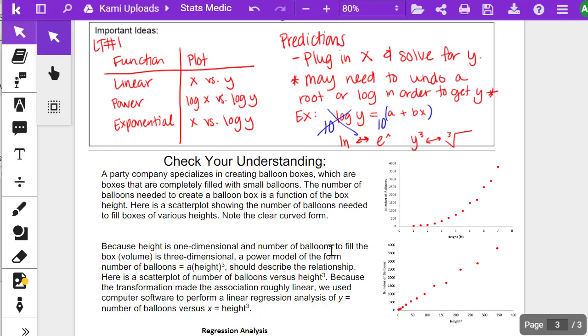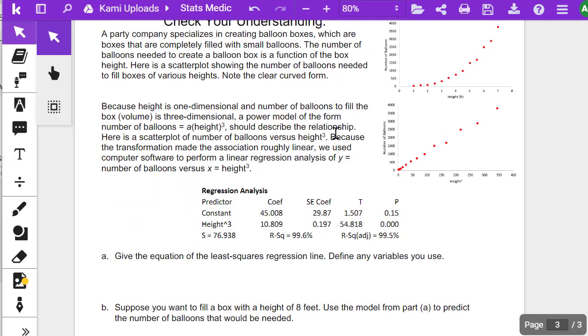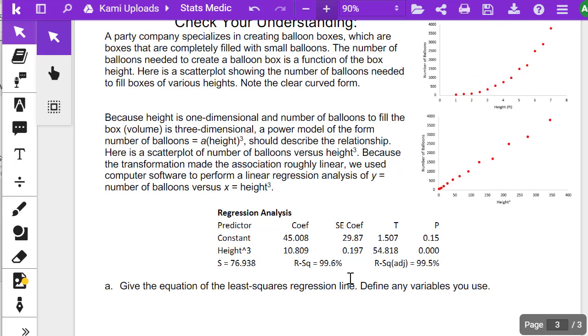So next part is we're going to check our understanding. I can zoom this in a little bit. There we go. A party company specializes in creating balloon rooms, which are rooms that are filled with balloons from floor to whatever height is desired. The number of balloons needed to create a balloon room is a function of the length and width of the room as well as the desired height. Here's a scatter plot showing the number of balloons needed to fill rooms that have a similar amount of floor space to various heights. Note the clear curved form.